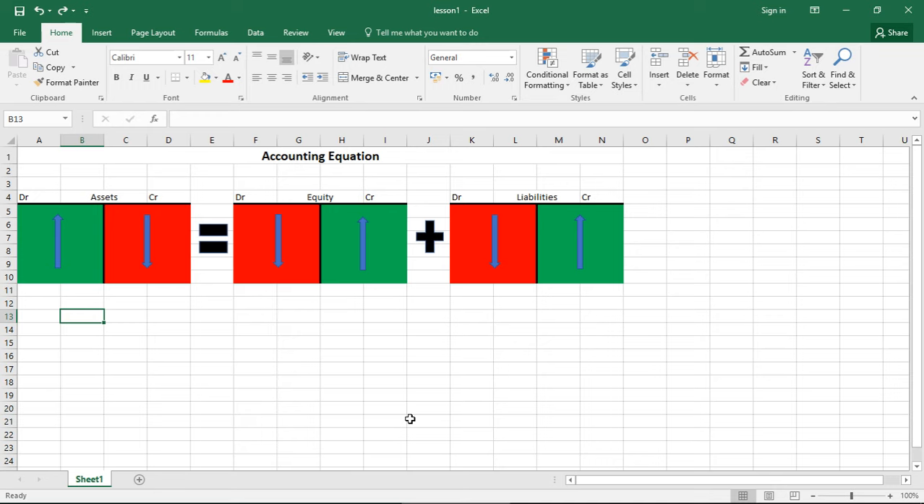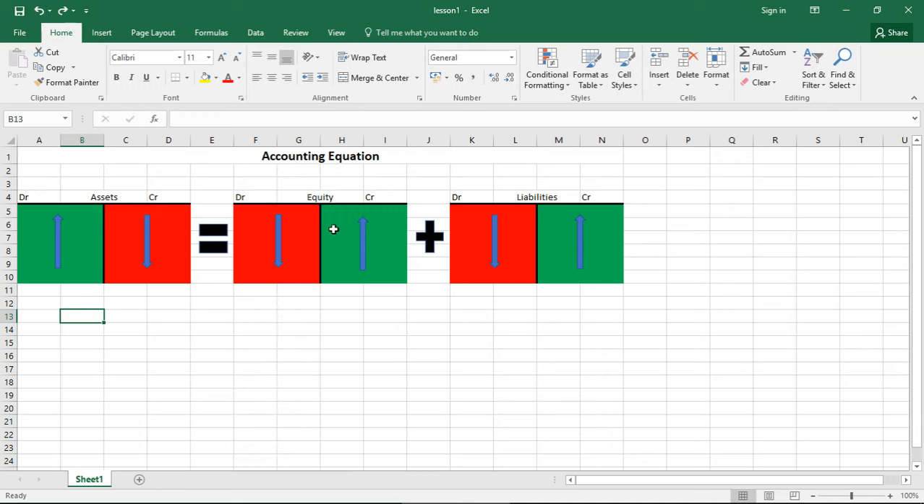I'm going to explain the accounting equation in simple terms. The accounting equation is simply this: assets equals equity plus liabilities. So what that means is that whatever you have on the asset side, it has to be the exact same amount as the combination of the equity and liabilities. If it's not, then something is wrong somewhere. But that is simply the accounting equation.